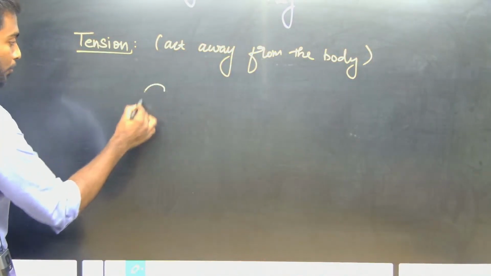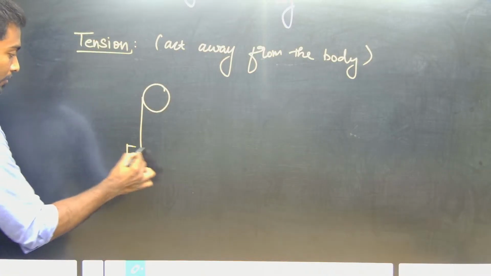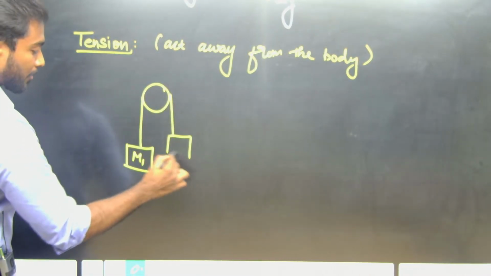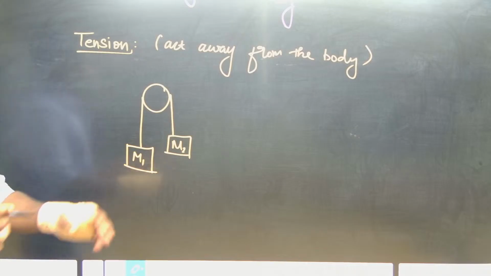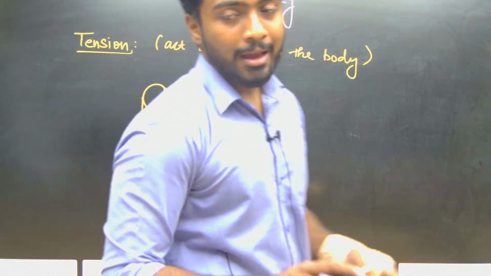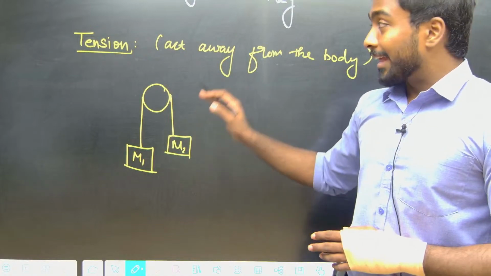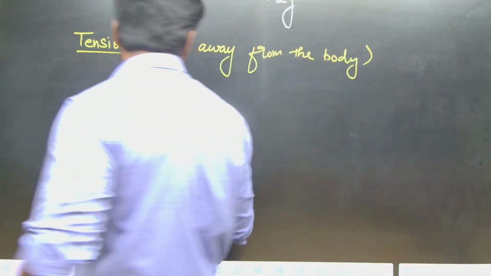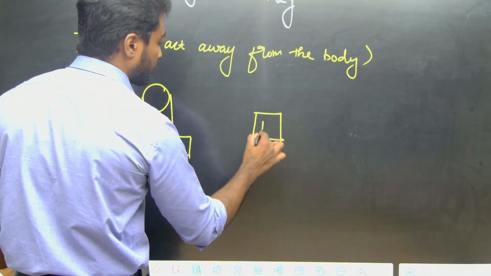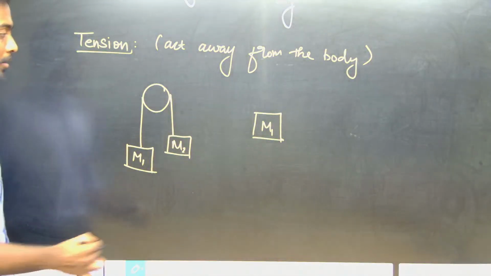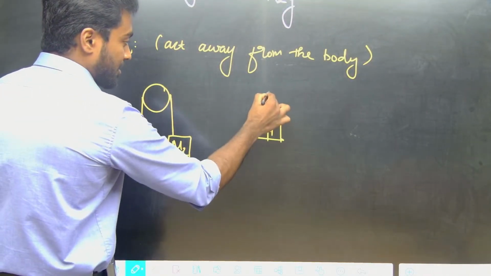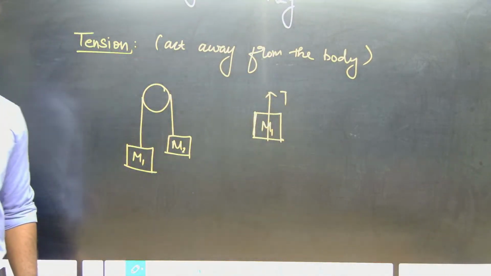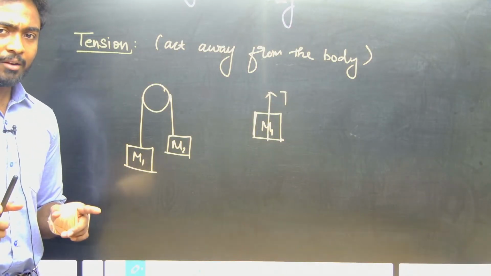So if I talk about a pulley, I will take a block m1 and one more block, this is my m2. I am not talking about which one is having more mass and which one is having less mass. I am just talking about the tension, about the forces, how they are acting. Okay, let me take m1 here. m1 in the sense tension is away from the body, this is my body, away, this is my tension T.